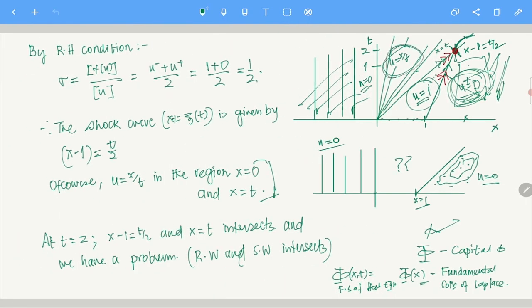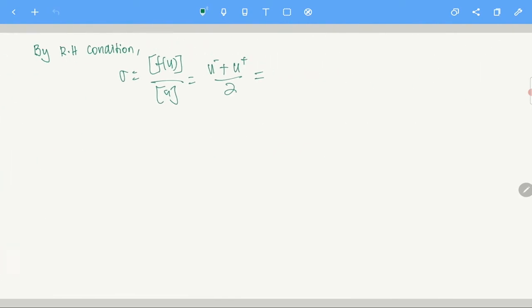So by the Rankine-Hugoniot condition, again, okay, what is the sigma here? That is the jump of f of u by the jump of u, okay, which is given by u minus plus u plus by 2, okay. What is u minus? U minus here is given by x by t, okay, and what is u plus? It is 0. So this is x by 2t. Clear? I hope this is clear, okay. Therefore you have a new shock curve.